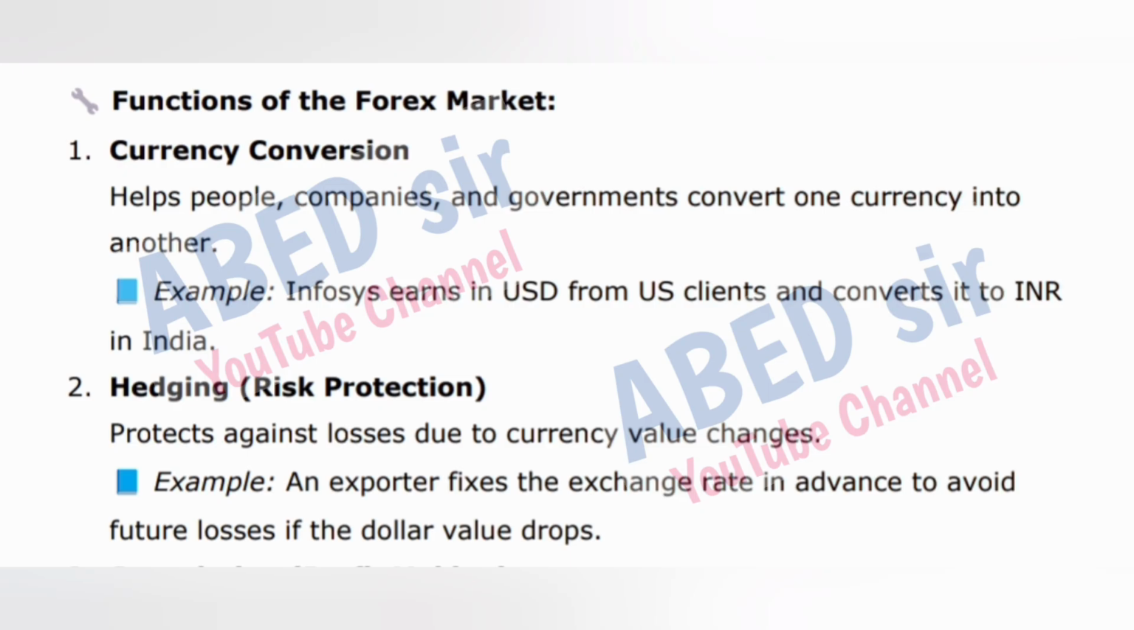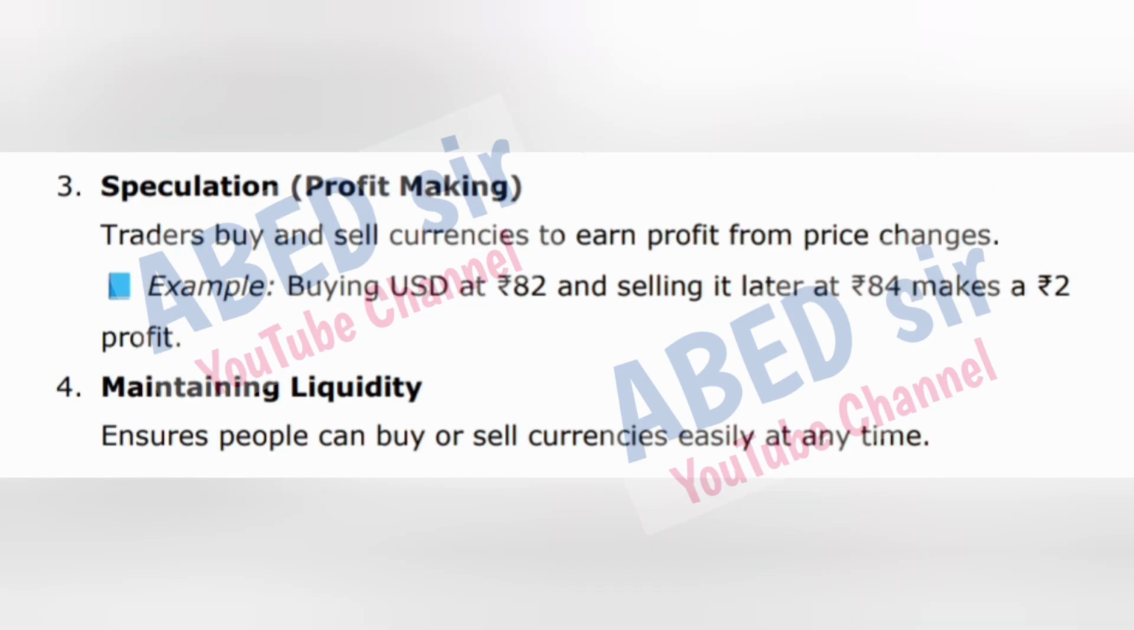2. Hedging, risk protection. Protects against losses due to currency value changes. Example, an exporter fixes the exchange rate in advance to avoid future losses if the dollar value drops. 3. Speculation, profit making. Traders buy and sell currencies to earn profit from price changes. Example, buying USD at 82 rupees and selling it later at 84 rupees makes a 2 rupee profit.